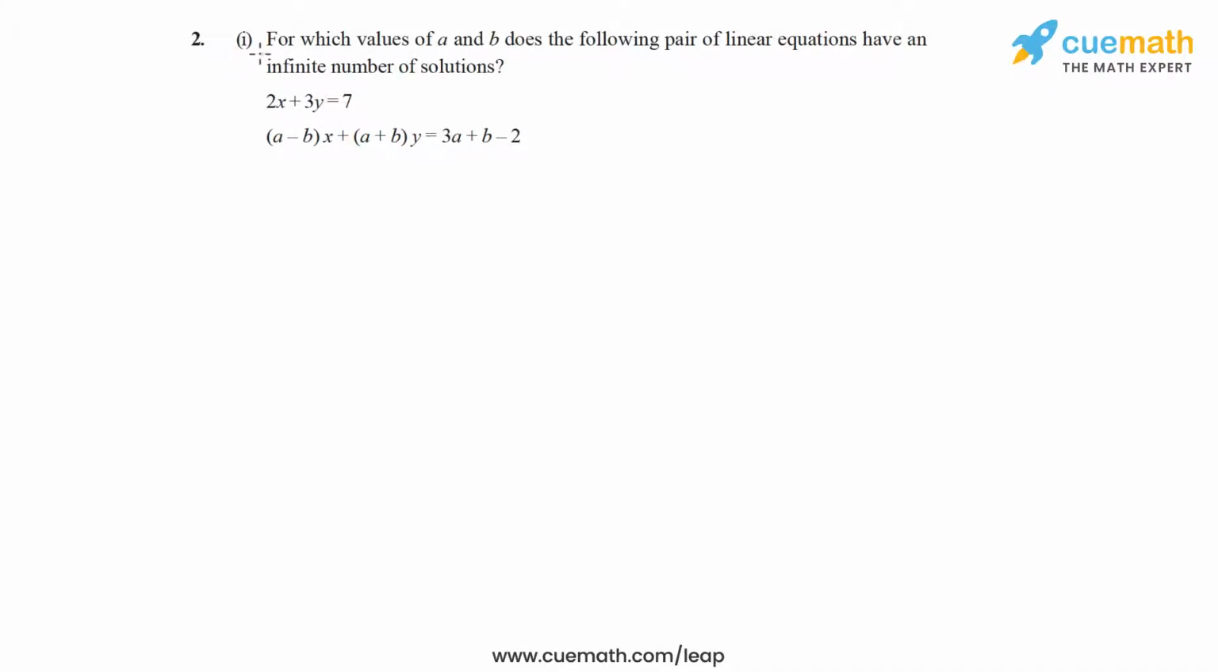In the first part of question 2, the question says, for which values of a and b does the following pair of linear equations have an infinite number of solutions? So these are the two linear equations. This is the pair of linear equations, and we want it to have an infinite number of solutions.